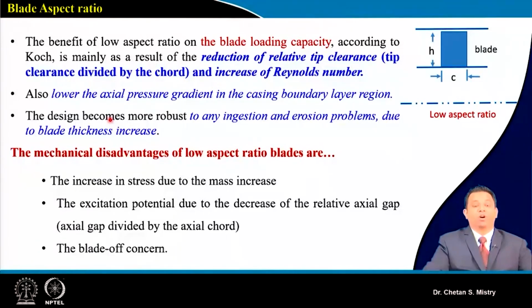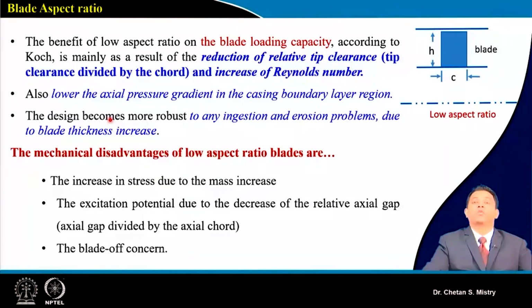Some of the mechanical disadvantages of low aspect ratio blades: they increase the stress because of the mass increase. Since we are increasing our chord, that increases the mass of my rotor or my stator. Next is the excitation potential due to the decrease of relative axial gap. The axial gap between rotor and stator is basically decided based on percentage chord. That is always a proprietary kind of work, but conventionally people define the axial gap between rotor and stator as a percentage chord of the rotor. Sometimes they consider a percentage of the average of the chord of rotor and chord of stator. And there may be a possibility that blade off takes place.